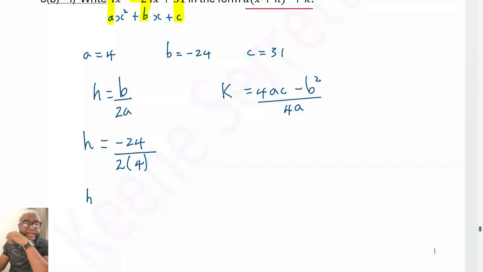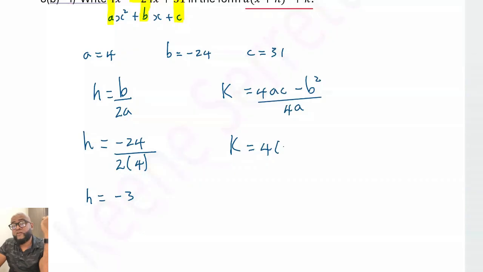So h should be equal to negative who? 3, right? Negative 3, because it'll be negative 24 divided by positive 8, which gives me negative 3. That is h. Everybody good there? I don't understand why some of us aren't able to do these things, but it's the same thing we do over and over.